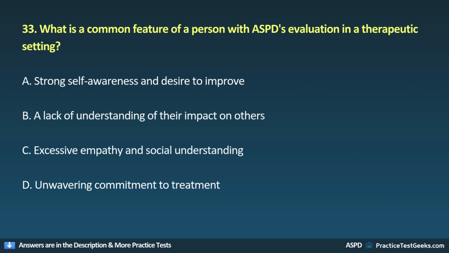33. What is a common feature of a person with ASPD's evaluation in a therapeutic setting? A. Strong self-awareness and desire to improve. B. A lack of understanding of their impact on others. C. Excessive empathy and social understanding. D. Unwavering commitment to treatment.